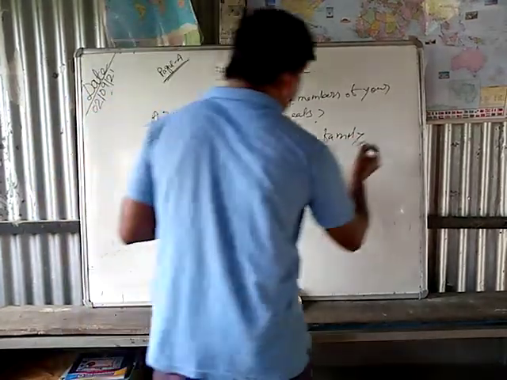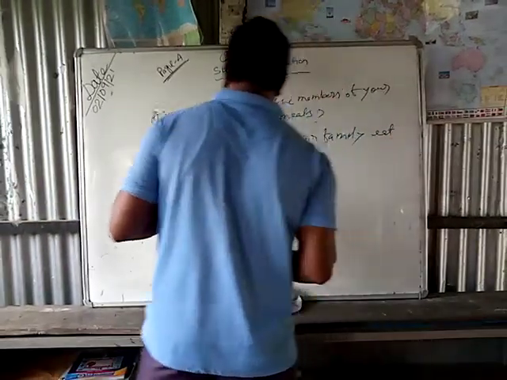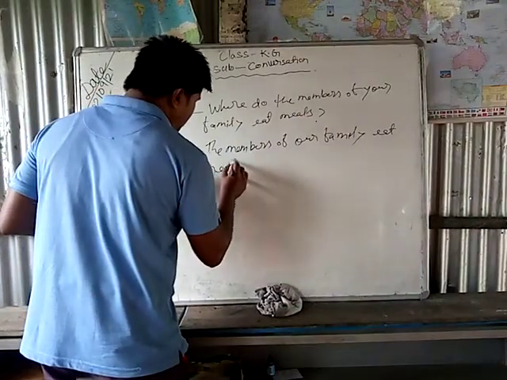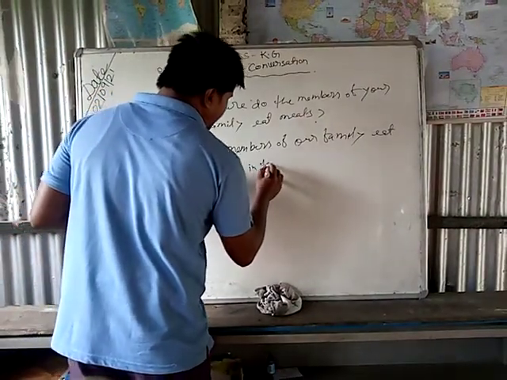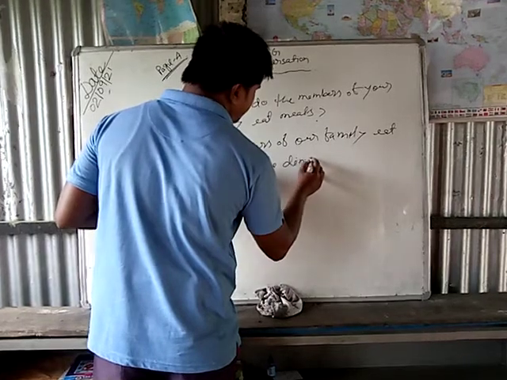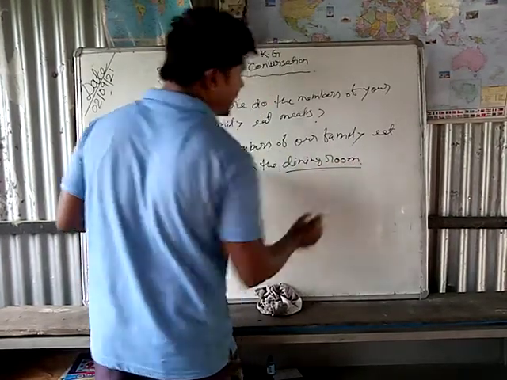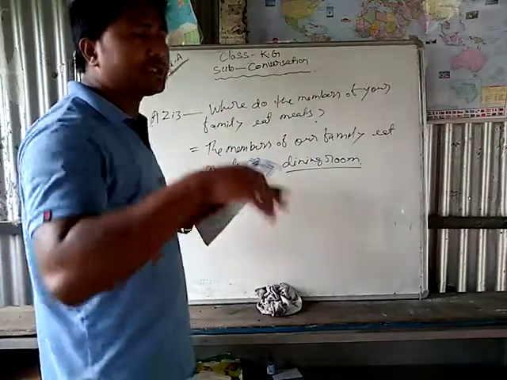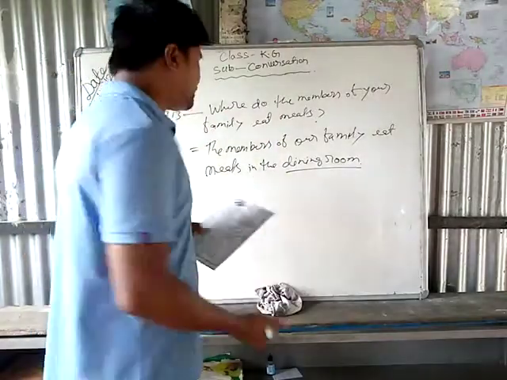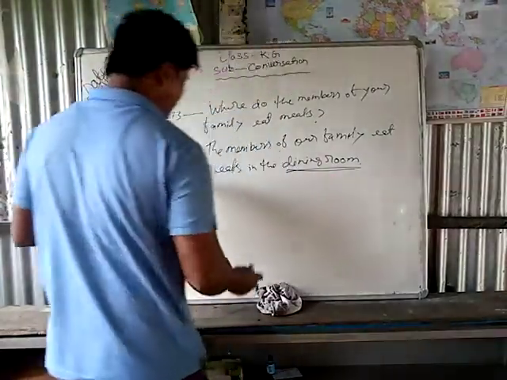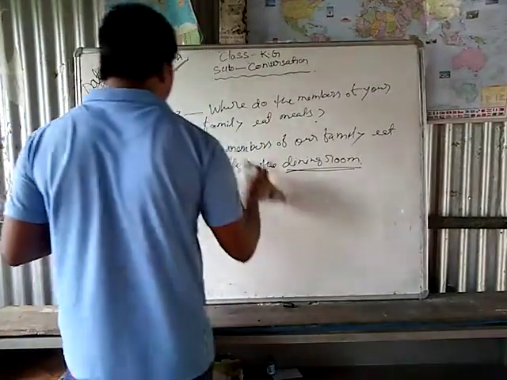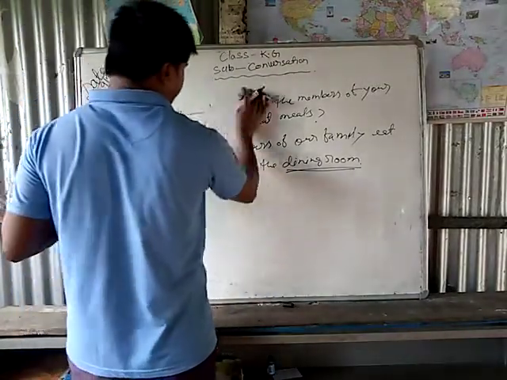The members of our family eat meals in the dining room. What is the dining room? Where we used to eat rice, where we sit for eating, that is called the dining room. Okay, so next question, what is Ajis asking?